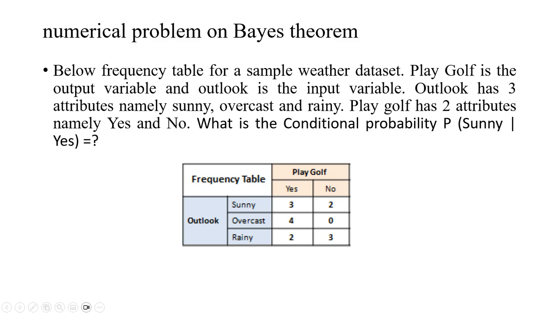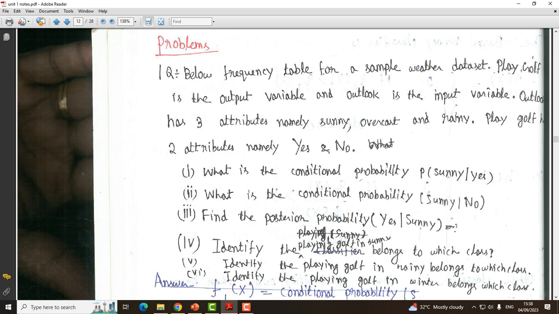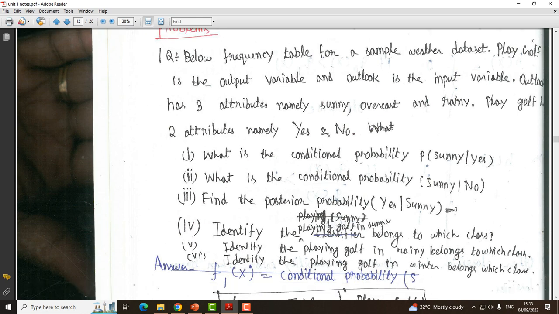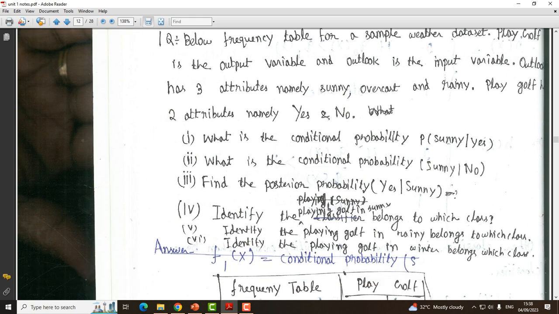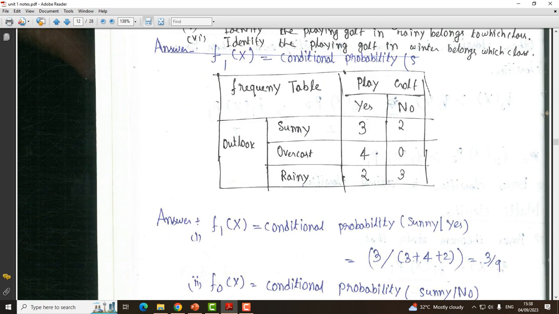So there is a frequency table given here for a weather forecast. The problem is the frequency table for a sample weather data set. Play golf is the output variable and outlook is the input variable. Outlook has 3 attributes: sunny, overcast and rainy. Play golf has 2 attributes, yes and no. So what are the conditional probabilities we need to find?